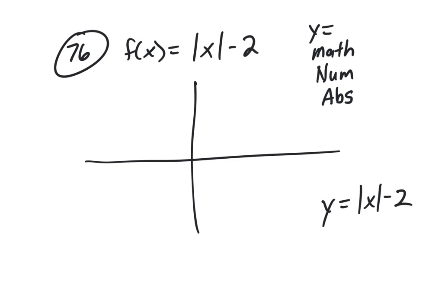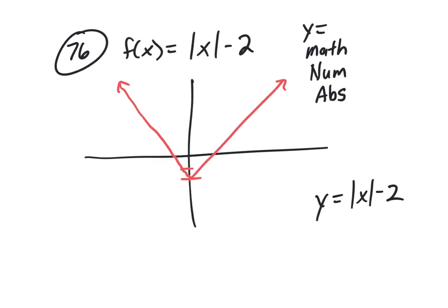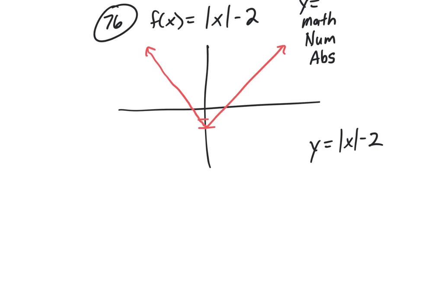Anybody need help finding that? Everybody found the absolute value button? It's hidden in there. Okay, so if we graph this one, if you go ahead and hit graph, you're going to get a graph of a V, and it's going to kind of look like this.